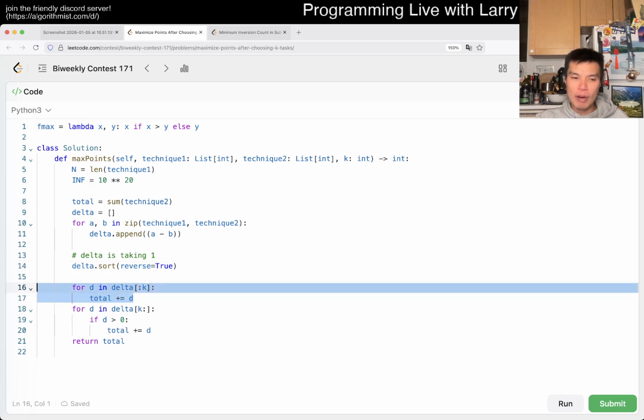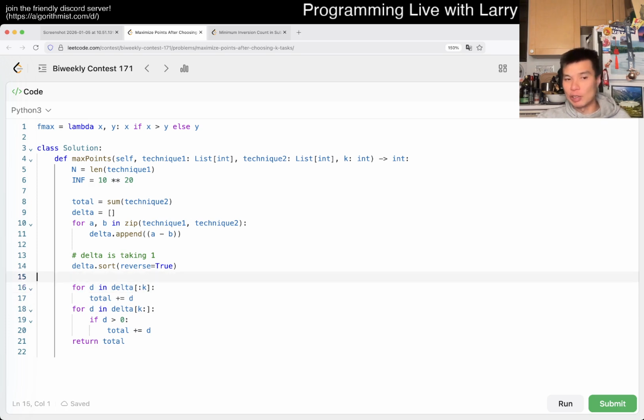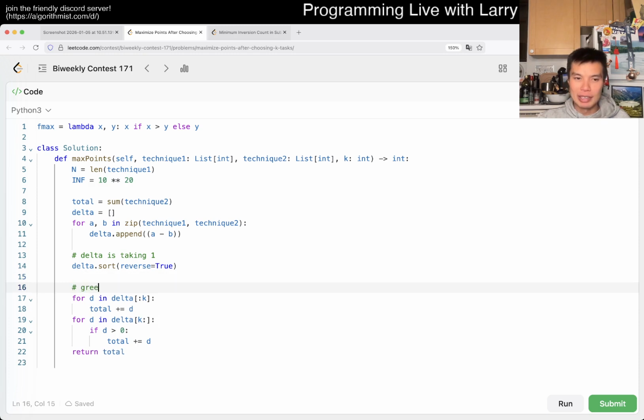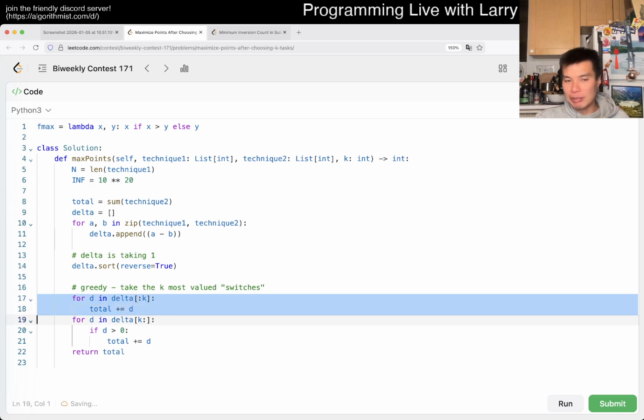Actually, I guess you could write this in a one-liner, but basically, it's just a greedy, right? Greedy. Take the K most valued switches, right? And that's what it looks like. You have no choice. You have to take K anyway.